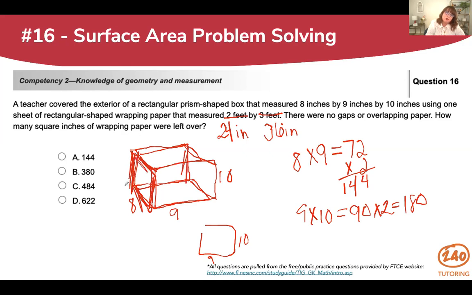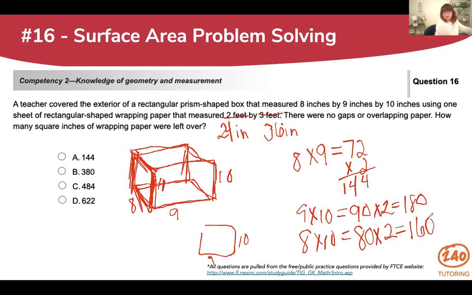And this one, we know if this side is 10, this height is still 10. So I would have 8 times 10 for this one, which would be 80. And I have 2 of those. 80 times 2 is 160. So to get the total surface area, I just add those up.